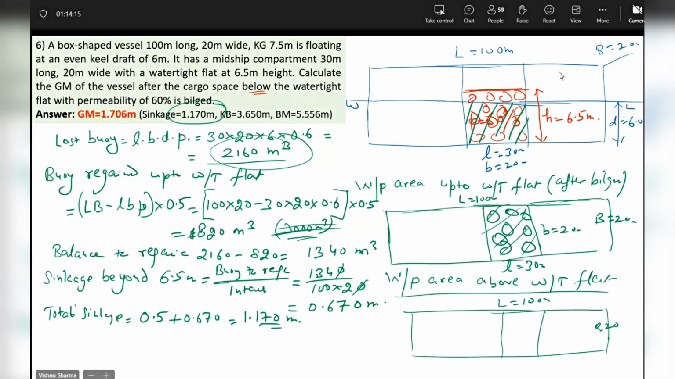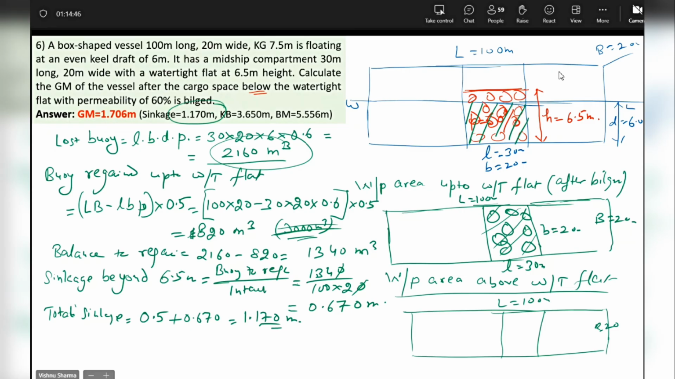In that portion, the intact water plane is the whole water plane minus the lost water plane. So for that 0.5 meters of sinkage, how much do you regain? You regain only 820 cubic meters if the vessel sinks up to 6.5 meter draft. Correct, beta? That is the H. The moment you reach that, after that your water plane becomes fully intact. It becomes like a DB of 6.5 meters height, right?